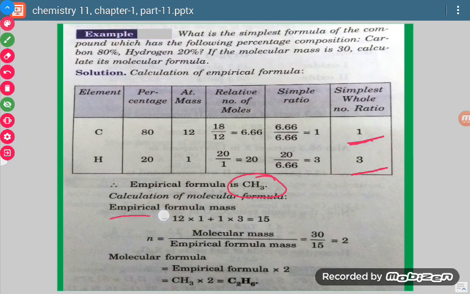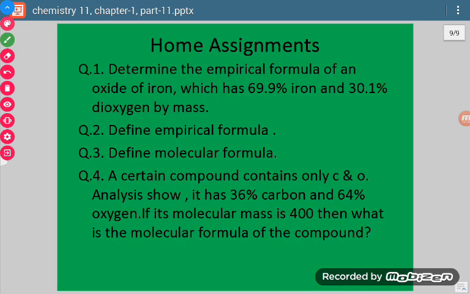Now see, the empirical formula mass, the sum of atomic masses of all the atoms, comes out to be 15. Now n, molecular mass over empirical formula mass, comes out to be 2. Now the molecular formula is n, which is 2, multiplied by the empirical formula. We have to multiply the subscripts, so it comes out to be C2H6. Okay, so this way we have to do it. Now on the basis of whatever we have done, you have to solve these assignments.